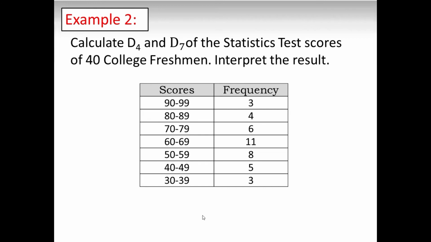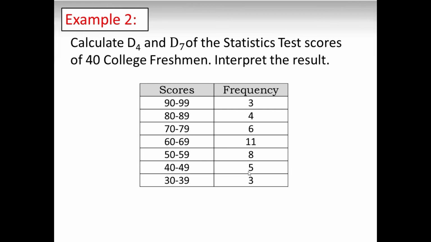Example number 2. Calculate 4th decile and the 7th decile of the statistics test scores of 40 college freshmen. Interpret the result. So, ito yung ating given lamang. Ito yung mga scores. Ito yung ating frequency. Obviously, this is a group data kasi may classes ka at saka may frequency. Pag ungroup kasi, walang ganito. Puro numbers lang ang ibinigay.